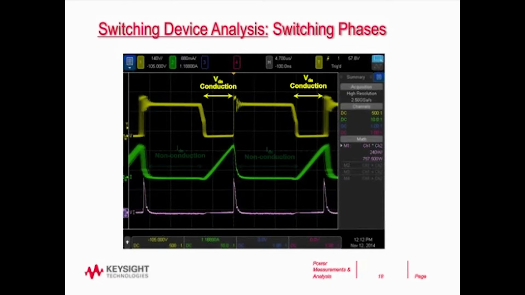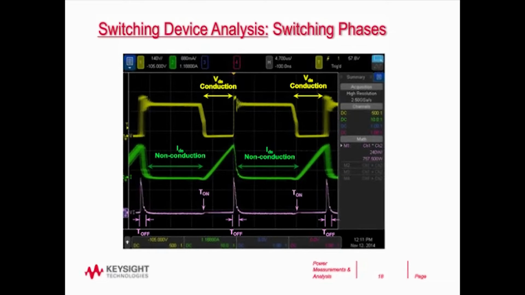Here we show the non-conduction phase when current should be 0. And here where you see the pulses on the power waveform is what we call the T-off time, or the time when it switches off. And at T-on, there is no pulse there. Depending upon the topology, there could be a pulse or a power loss during this phase.